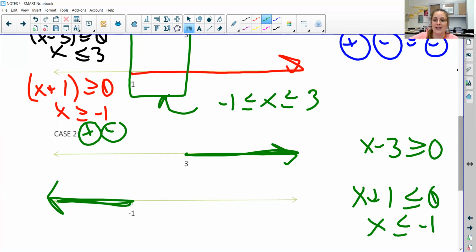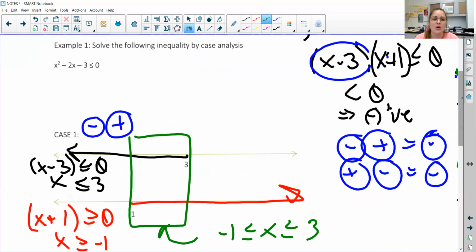So case 1 is the solution where the first one is negative, the second one is positive, and the values that will give us these cases where it'll make the first factor negative and the second factor positive is when you pick values of x where x is between or equal to -1 and +3. So that is case analysis.